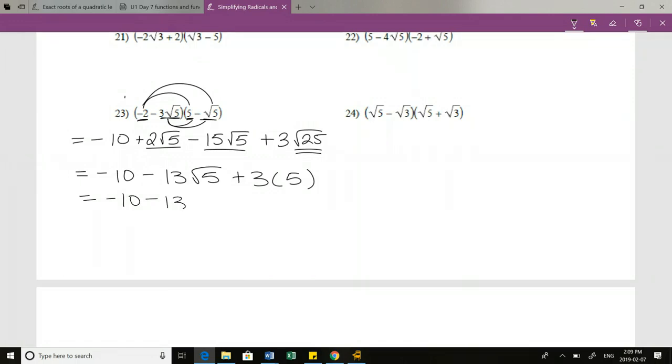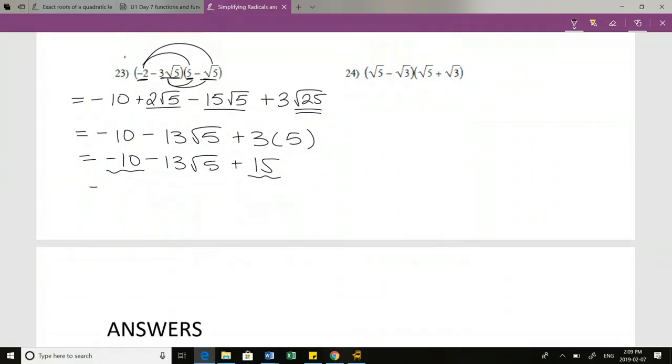And then we actually have another constant that can be added with this -10. So I'm just getting 5 from that. Okay, -13√5 plus 5 or 5 minus 13√5. Both of those are acceptable. It's like 1 plus 7 or 7 plus 1. It doesn't really matter the order in which we do that.